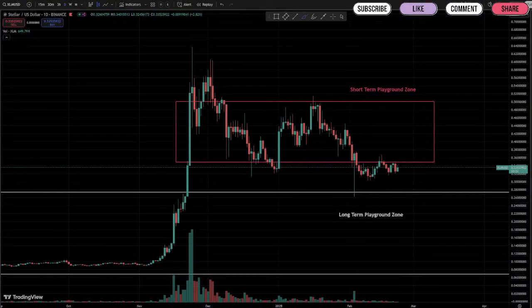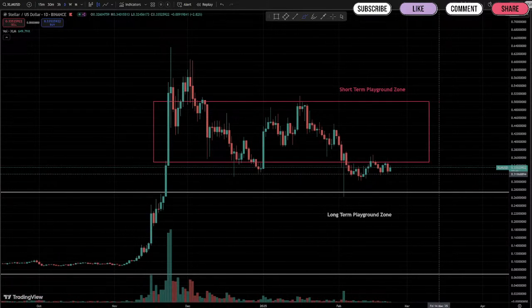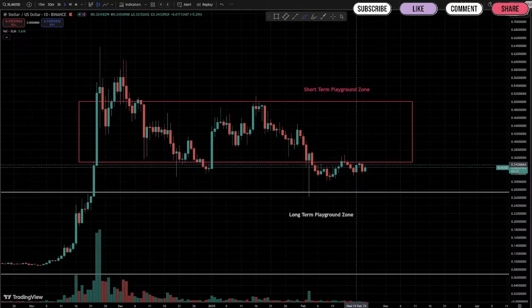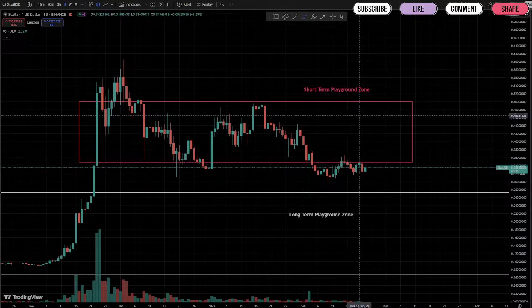So let's get started with Stellar. Stellar daily chart, kind of similar to the Sweetcoin I just talked about. The difference is the price stayed below the short-term playground zone resistance line over here, the bottom of the short-term playground zone.